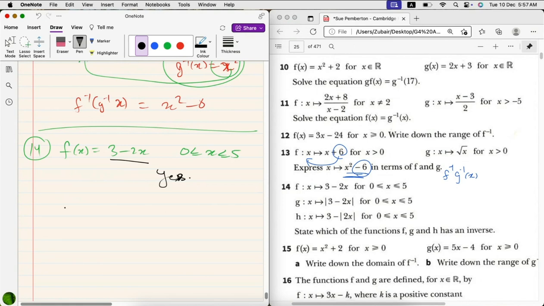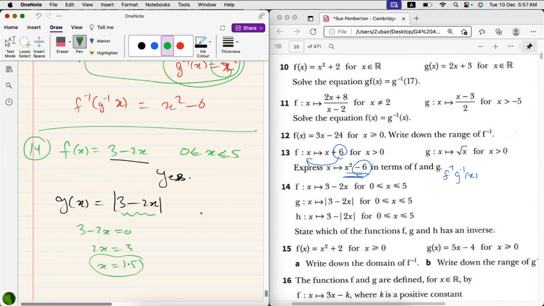Now the second says g of x is equal to mod of 3 minus 2x. Now it will have a turning point. Where will it have a turning point? 3 minus 2x is equal to 0, 2x is equal to 3, x is equal to 1.5. It will have a turning point at 1.5.